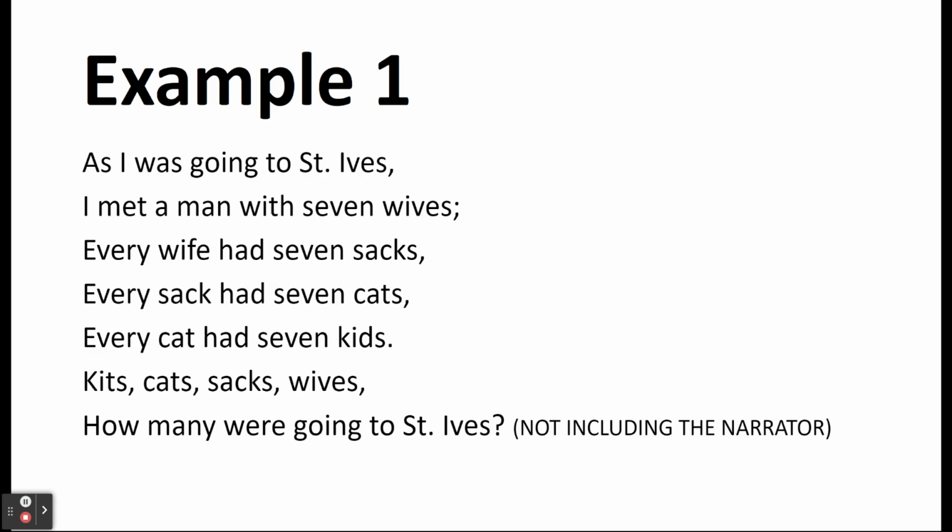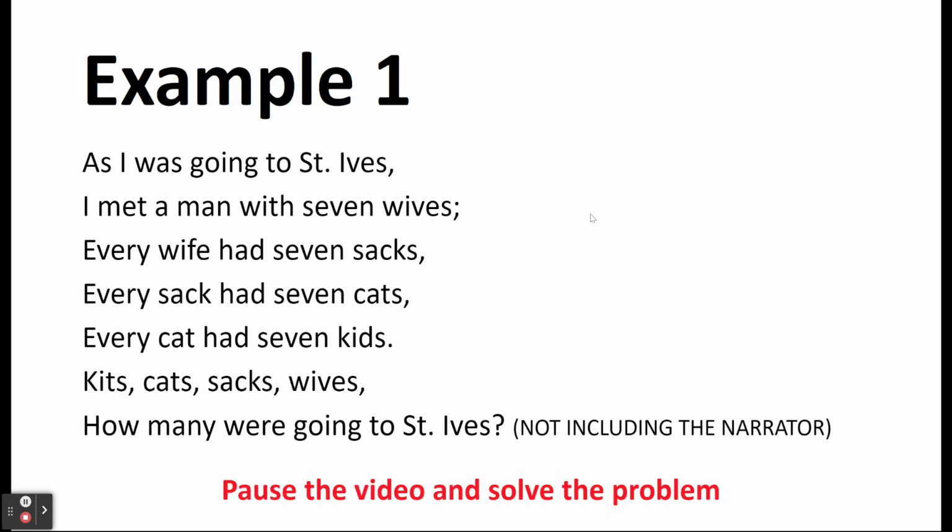Here's one you may have heard of before. Example number 1: As I was going to St. Ives, I met a man with 7 wives. Every wife had 7 sacks. Every sack had 7 cats. Every cat had 7 kids. I think it's supposed to be kits. Kits, cats, sacks, wives. How many were going to St. Ives? Not including the narrator. Take a moment, pause the video, and solve this problem.